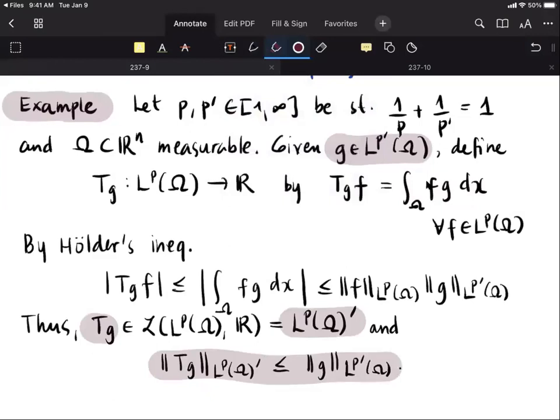But for now, here we see that given a function g in L^p', we can assign a map T_g in the dual space of L^p. And we will show later that if p, let's say, is strictly greater than 1 and finite, this correspondence is in fact an isometric isomorphism.